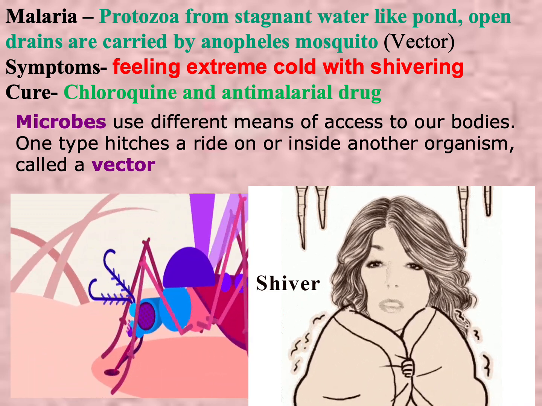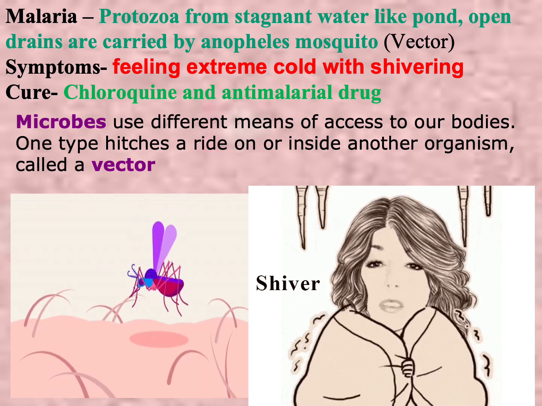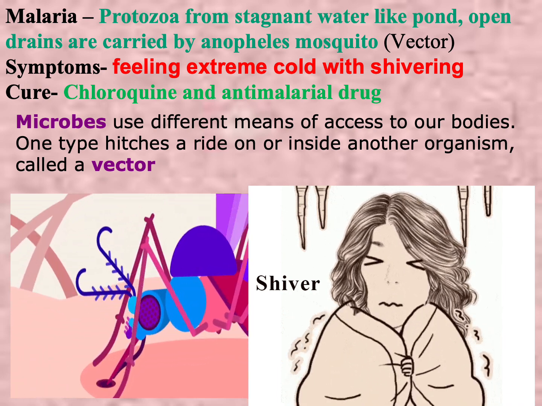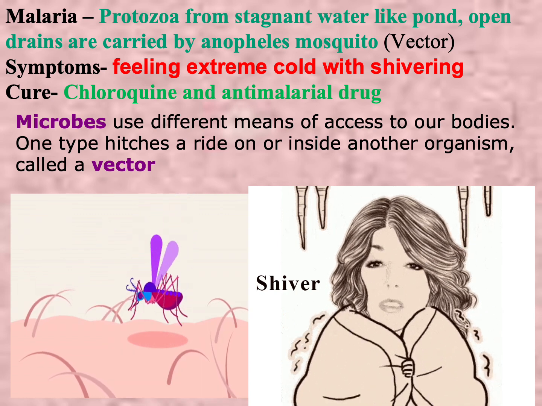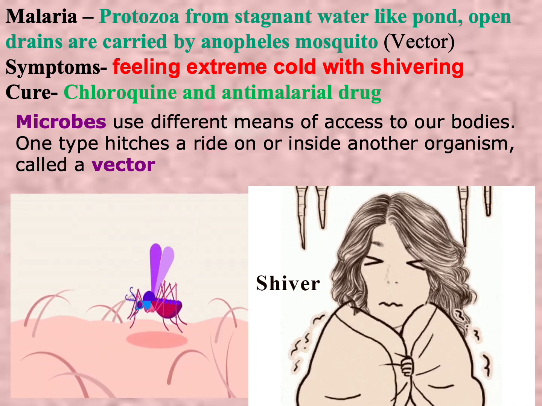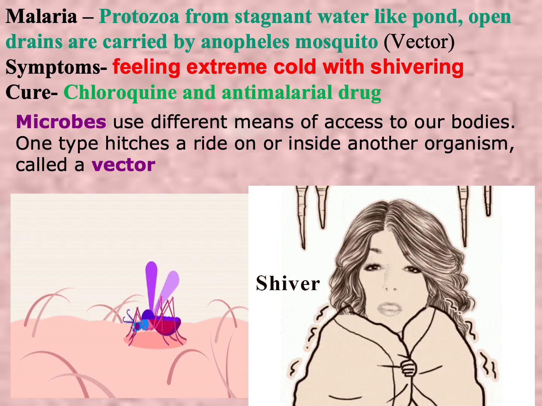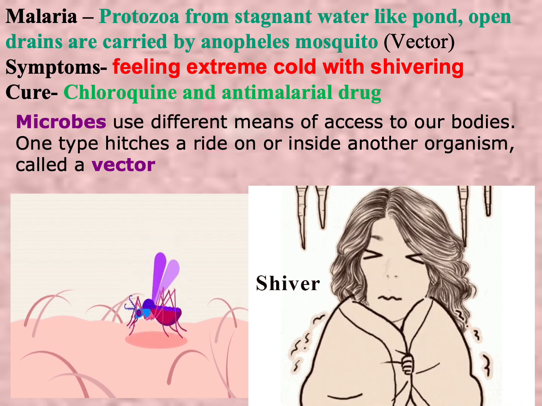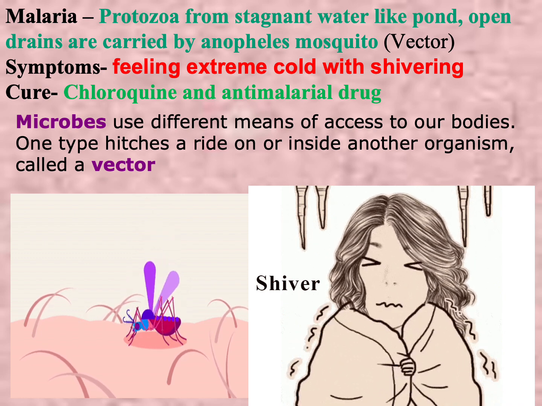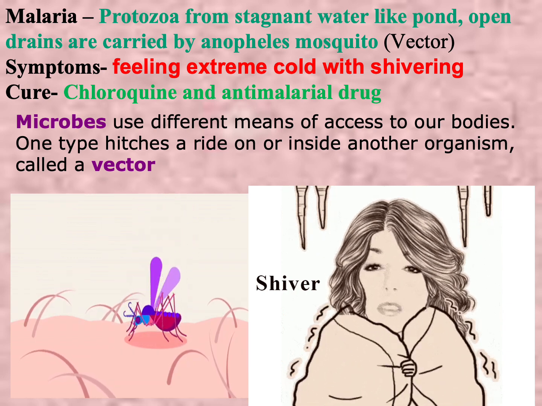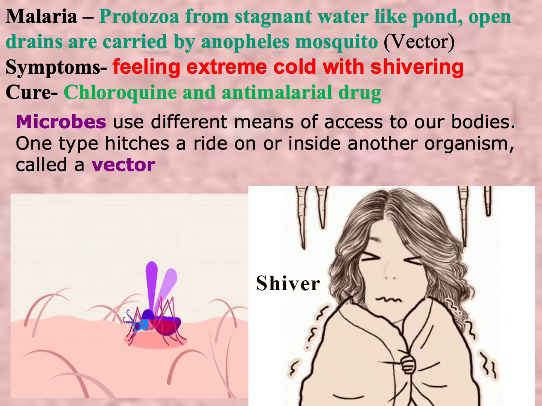Now the next infectious disease is malaria. Malaria is caused with the help of protozoa. Protozoa are very small one-celled living things. They are found in stagnant water like pond water or open drains. Protozoa are carried by the Anopheles mosquito. The female Anopheles mosquito carries this protozoa from the water body and carries it to our skin. From our skin, this protozoa enters inside our body. Once the protozoa enters inside our body, it starts to multiply and increase in number.